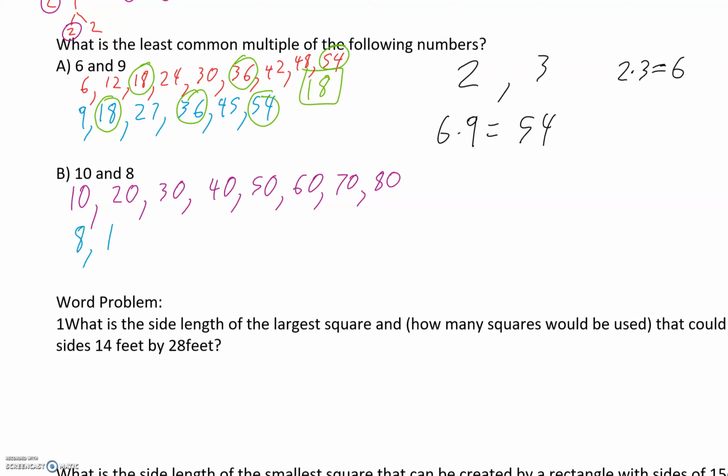Now let's skip count with 8. So 24, 32, and 40. All right. So we have 40, and 40 is our least common multiple.